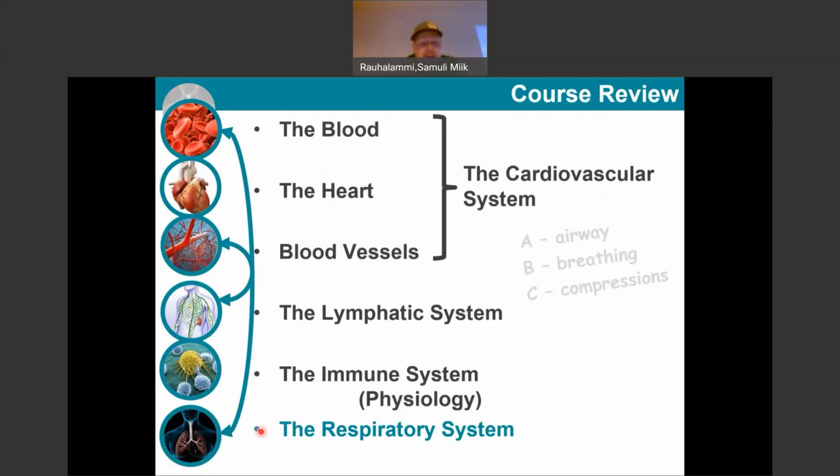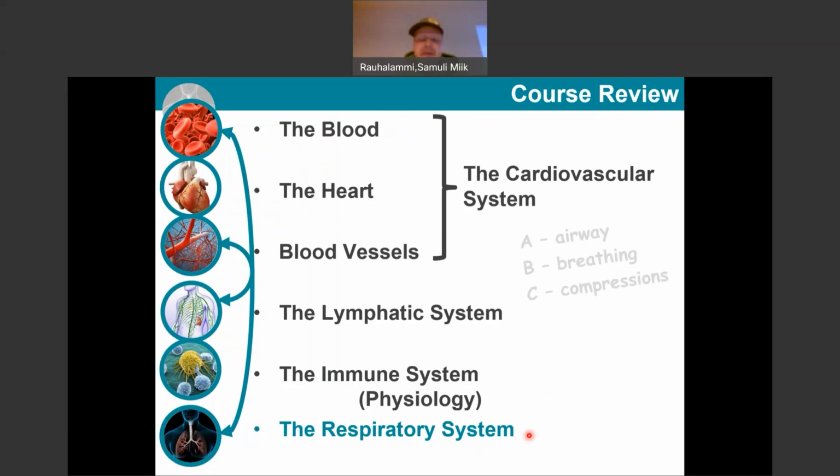But the respiratory system really relies on the cardiovascular system drastically. And then, of course, we had a little bit of leakage happening out from the cardiovascular system to the lymphatic system. We've already had a look at the immune system as well. So our focus now will be on the respiratory system, but every now and then you'll see that we'll dabble into the topics that you've seen before.